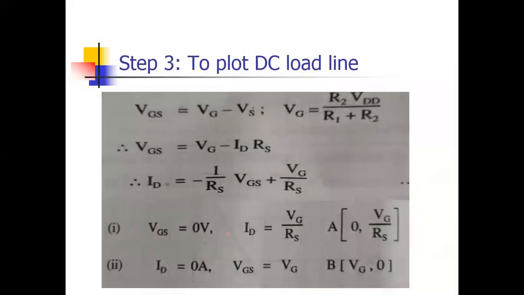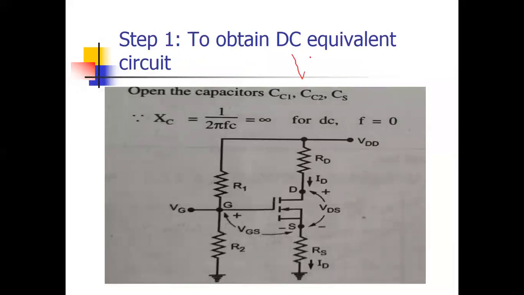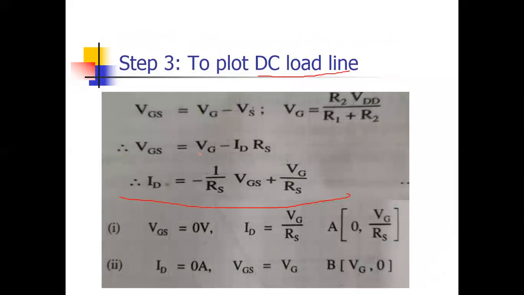Now for plotting the DC load line, remember in this case VGS is not equal to VDS. In the last case, VGS was equal to VDS. So how to plot the DC load line means how to get the equation of current. Remember in this circuit, how to find VGS? VGS equals VG minus VS. And what is VS? VS is ID times RS. So the equation is VGS equals VG minus ID RS.